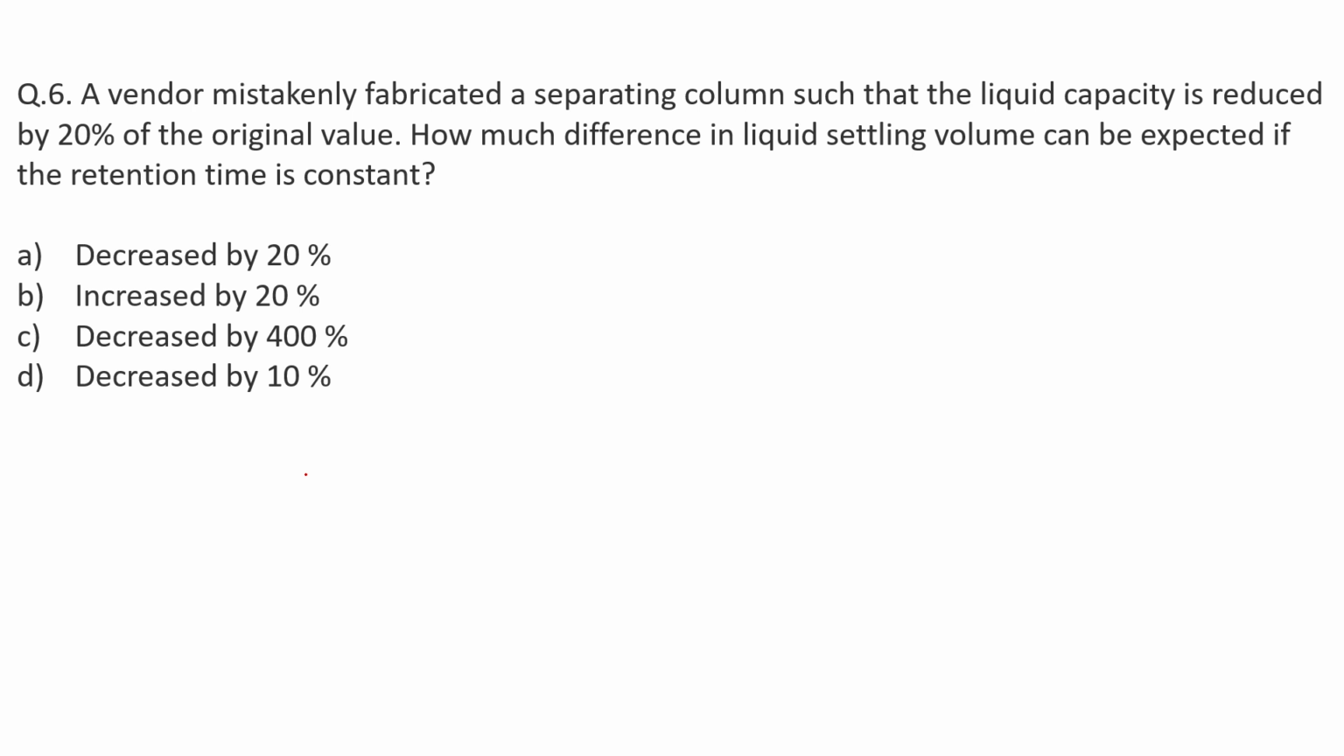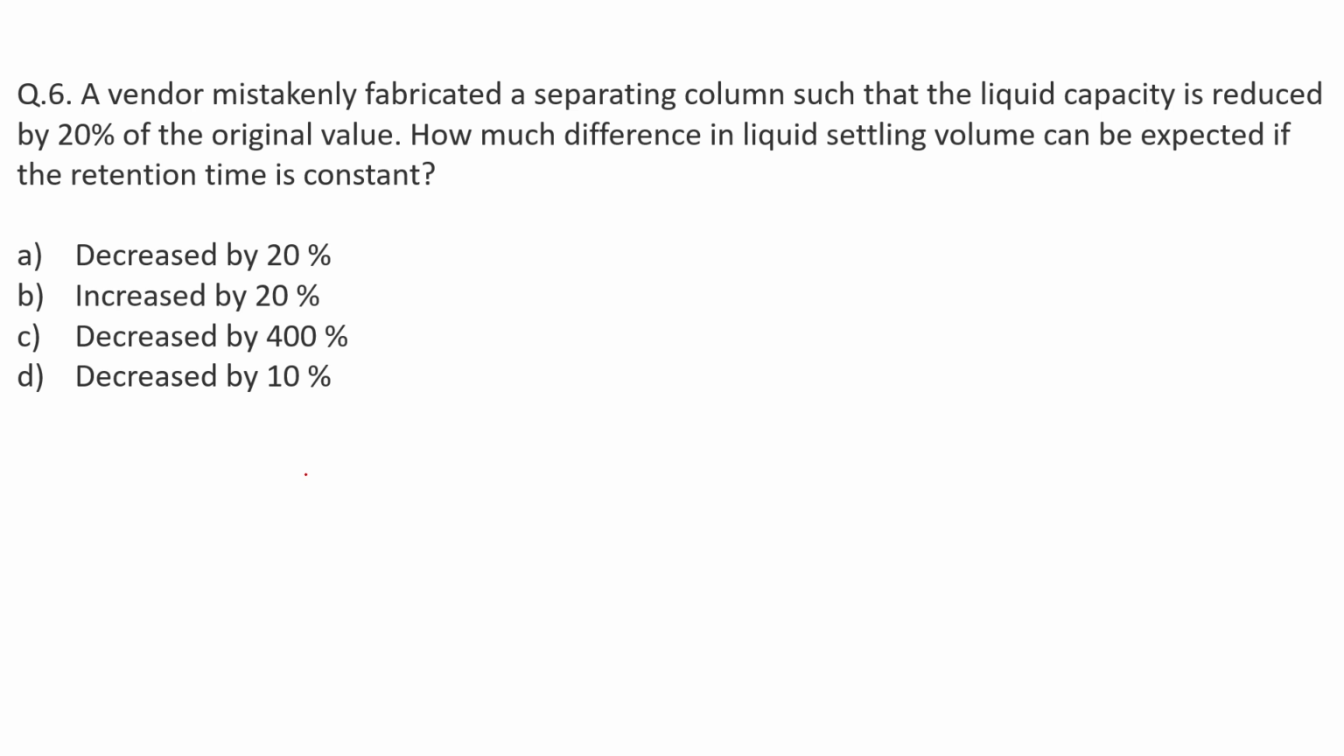So the next question, question number 6, is that a vendor mistakenly fabricated a separating column such that the liquid capacity is reduced by 20% of the original value. How much difference in liquid settling volume can be expected if the retention time is constant? The options are A, decreased by 20%, option B, increased by 20%, option C, decreased by 400%, or option D, decreased by 10%.